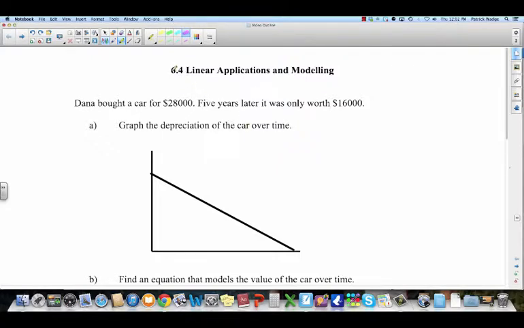Okay, 6.4, Linear Applications and Modeling. By now you know that the word application means word problems. But the good news is almost all the word problems in this section are identical or very close to each other. Alright, so Dana bought a car for $28,000. 5 years later, it was only worth $16,000. Graph the depreciation. You know what depreciation means?